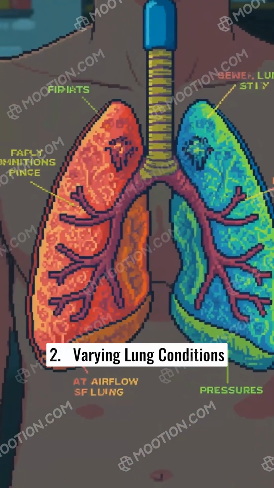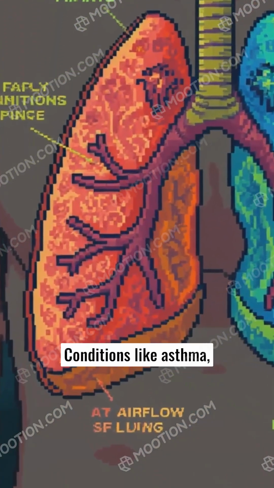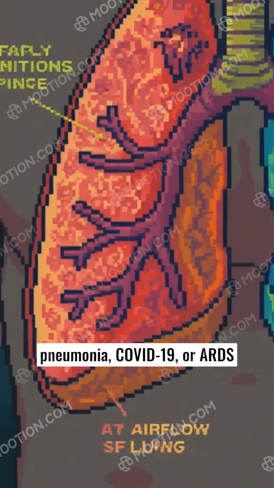2. Varying lung conditions like asthma, pneumonia, COVID-19, or ARDS need different types of airflow and pressure. Some lungs are stiff, hard to expand. Some are floppy, easy to overinflate.